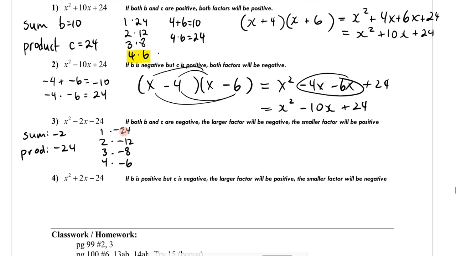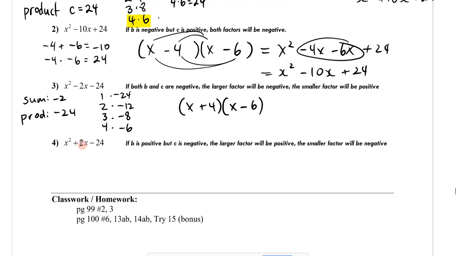So 1 plus negative 24 does not give me negative 2. 2 plus negative 12 does not give me negative 2. 3 and negative 8 don't give me negative 2, but 4 and negative 6 give me negative 2. Okay, so my factors here are going to be x plus 4, and the other one will be negative, so x minus 6. Okay, so what I'm saying again, a larger factor will be negative. These are the larger factors. Smaller factor will be positive, so 1, 2, 3, and 4.